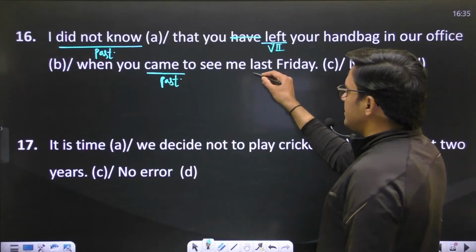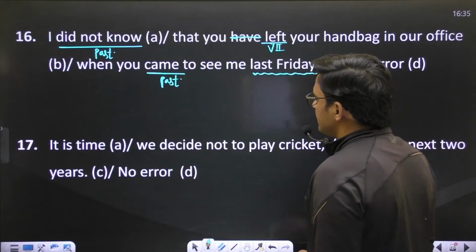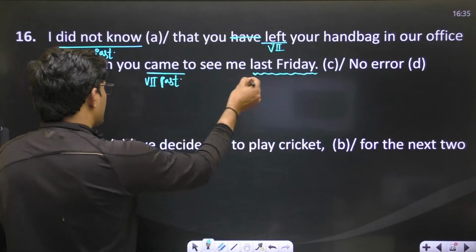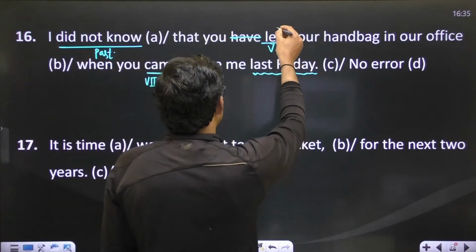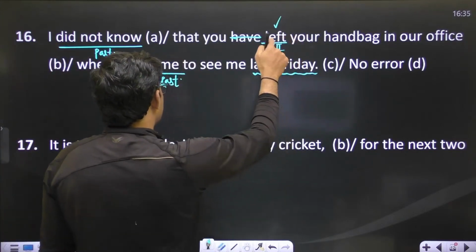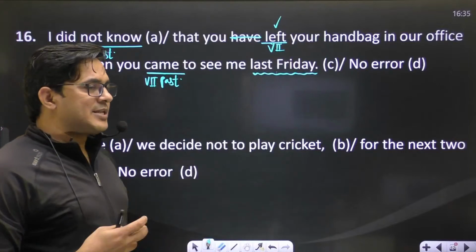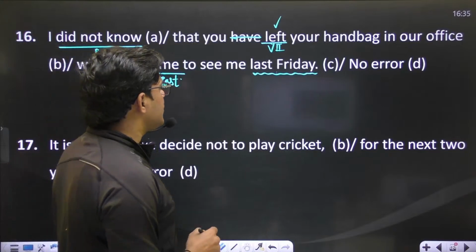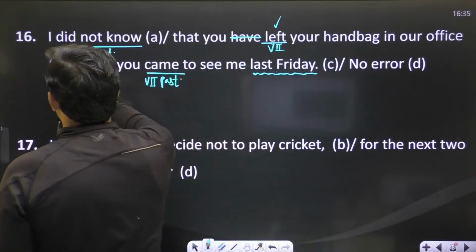And because of this, last Friday, this is in past indefinite tense, came, and because of this last Friday, this also is in past indefinite. Use left in place of the present perfect, have left, past indefinite left will be there, and you will find your error is in part B.